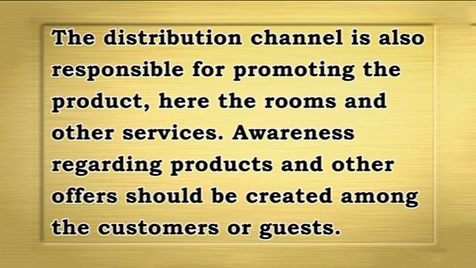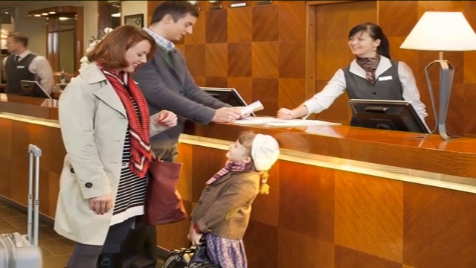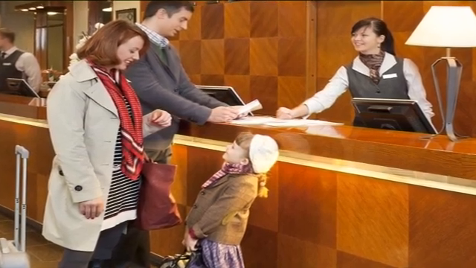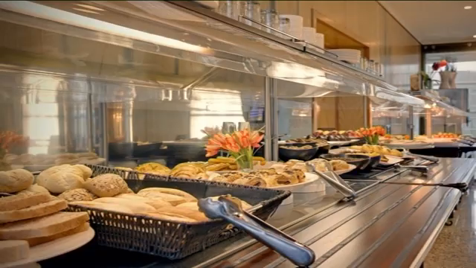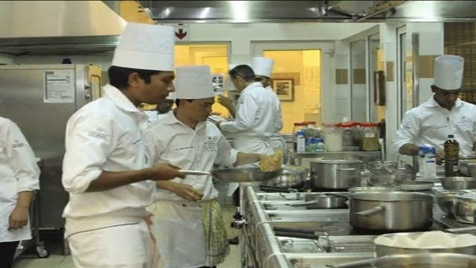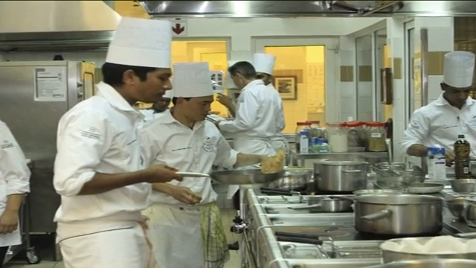The distribution channel is also responsible for promoting the product, here the rooms and other services. Awareness regarding products and other offers should be created among the customers or guests. Creating contacts or prospective buyers and maintaining liaison with existing ones. Understanding the customer's needs and adjusting the offer accordingly. Negotiating price and other offers related to the product as per the customer demand. Storage and distribution of goods, here the rooms and other services are the goods. Catering to the financial requirements for the smooth working of the distribution chain.